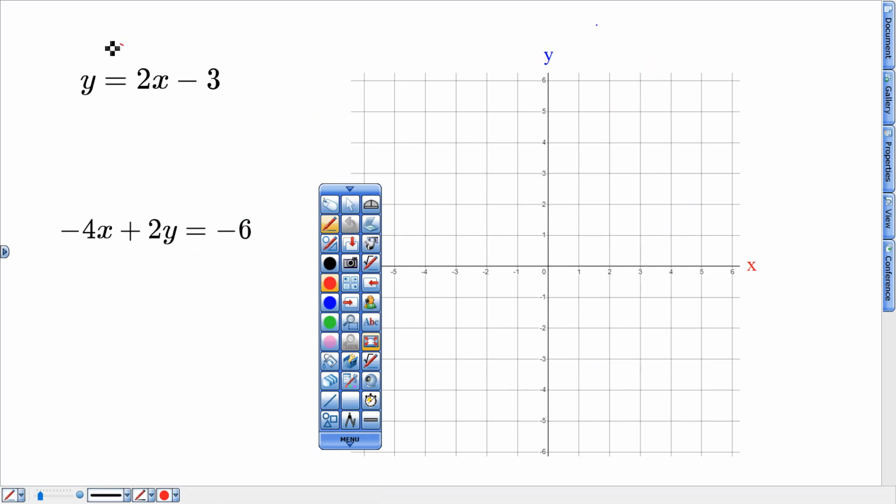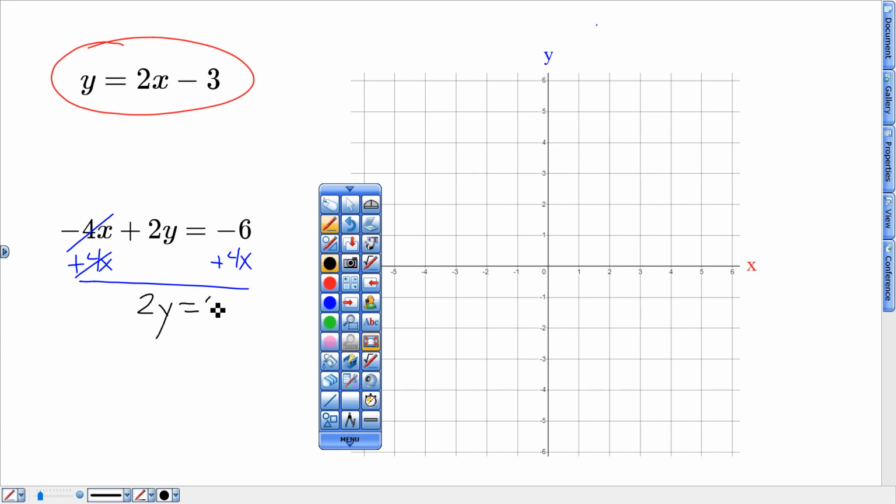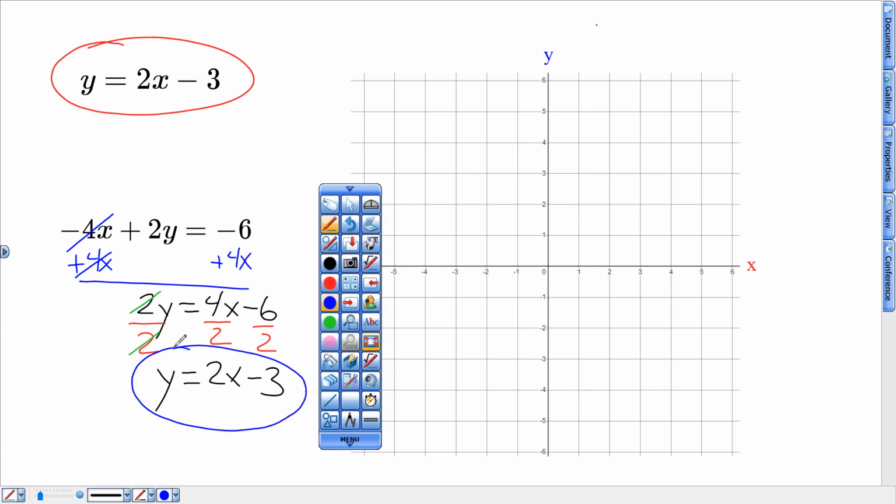So this one is ready to graph. This one in blue, to solve for y, I'm going to add 4x to both sides. These will cancel away. Bring down this 2y. This gives me 4x minus 6. Now opposite, timesing by 2 is dividing by 2. Divide everything by 2. And that gives me this equation ready to graph. 2x minus 3. And then for those of you with me, you can see that it's the same equation. This is going to be infinite.